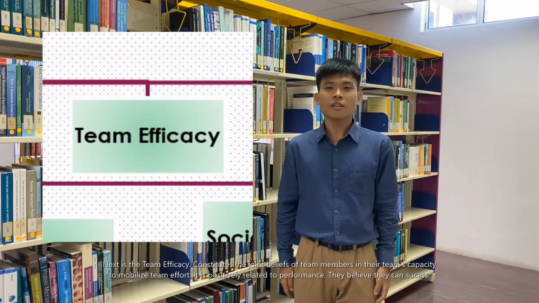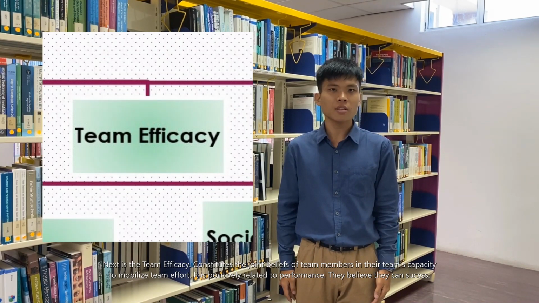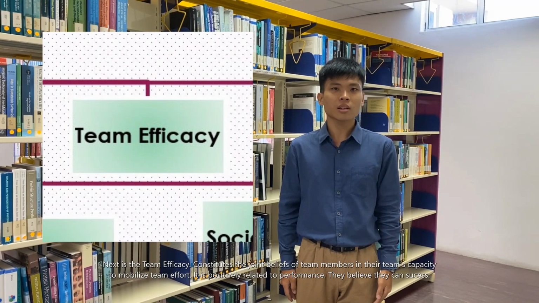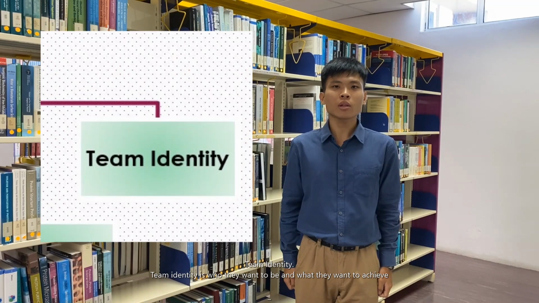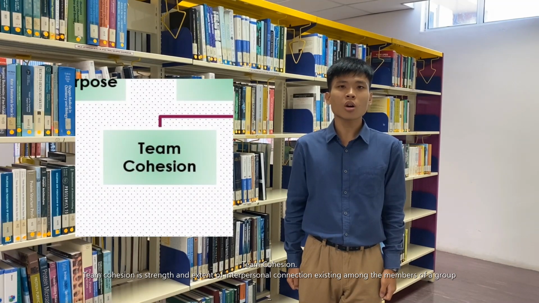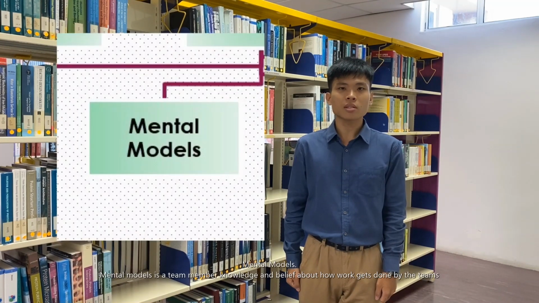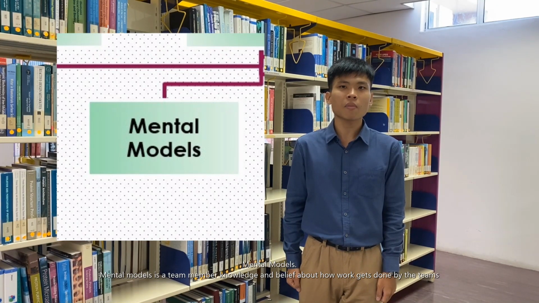Next is team efficacy. It constitutes the joint belief of team members in their team's capacity to mobilize team effort. It is positively related to performance, and they believe they can succeed. Team identity. Team identity is who they want to be and what they want to achieve. Next, team cohesion. Team cohesion is the strength and extent of interpersonal connection existing among the members of a group. Mental models. Mental models are team member knowledge and belief about how work gets done by a team.